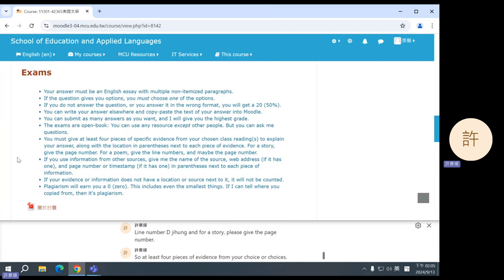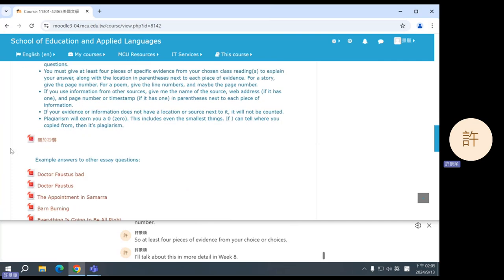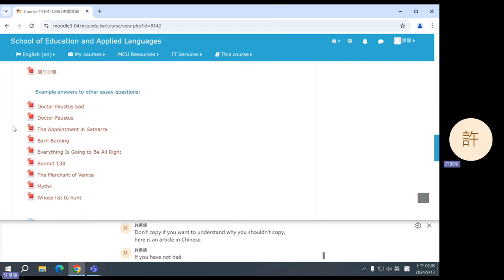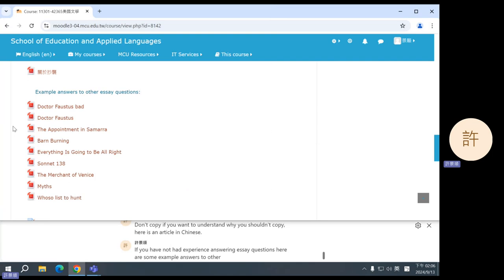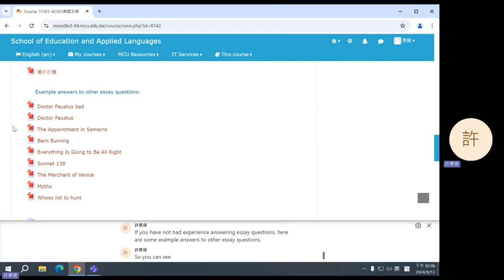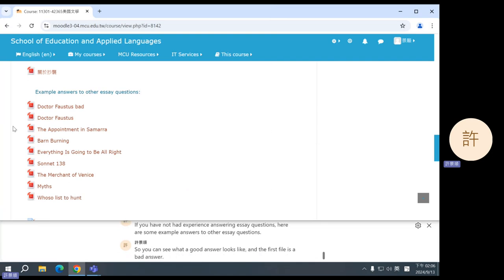I'll talk about this in more detail in week 8. So again, don't cheat, don't copy. If you want to understand why you shouldn't copy, here is an article in Chinese. If you have not had experience answering essay questions, here are some example answers to other essay questions, so you can see what a good answer looks like. And the first file is a bad answer, so you know what to avoid.